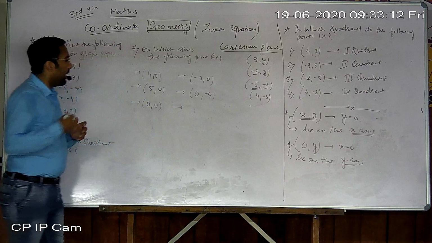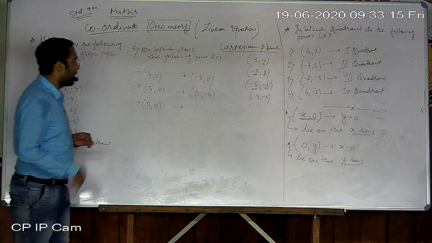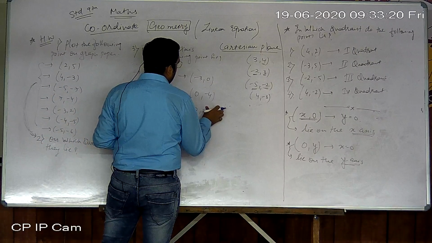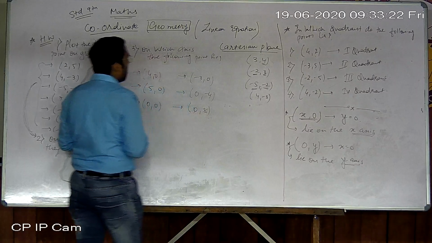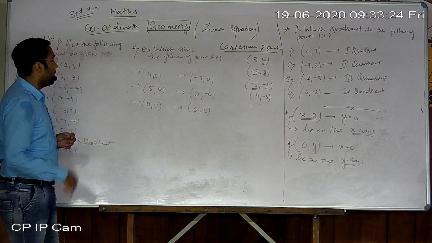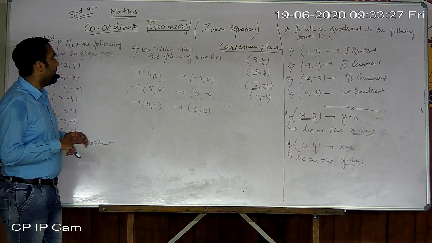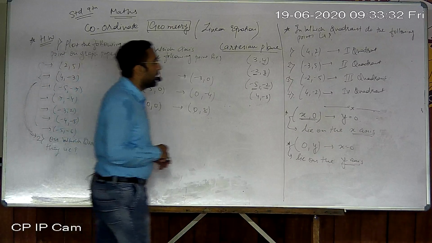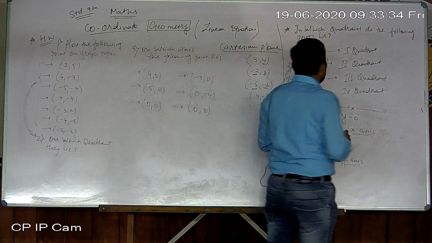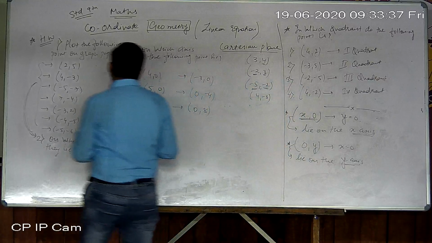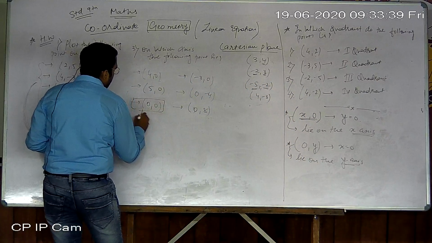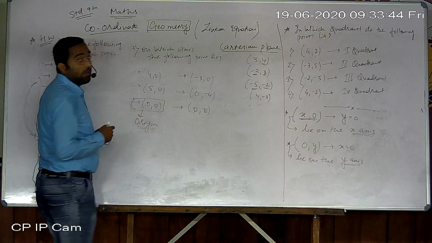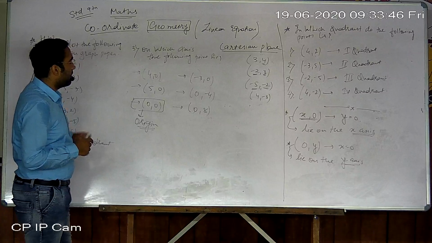And the last one is 0, 8. So here is one special question, that is 0, 0, and that is a special case. I'll give you the answer for only this question: 0, 0 always lies on the origin.